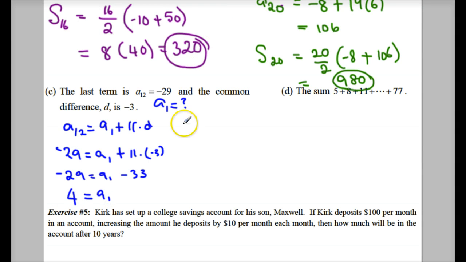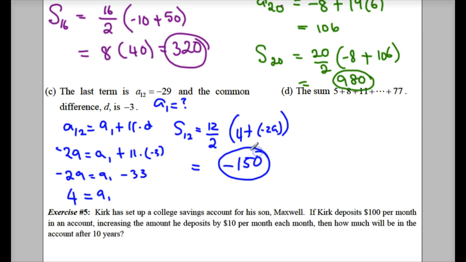Now that I have this, I can find the summation of 12, which is 12 over 2, 4 plus negative 29, my first and then my last term. This would actually give me negative 150. So remember, to find the sum, you need to know how many terms there are, my first term and my last term. Now one more example, the sum of 5, 8, 11, and so on, up to 77.